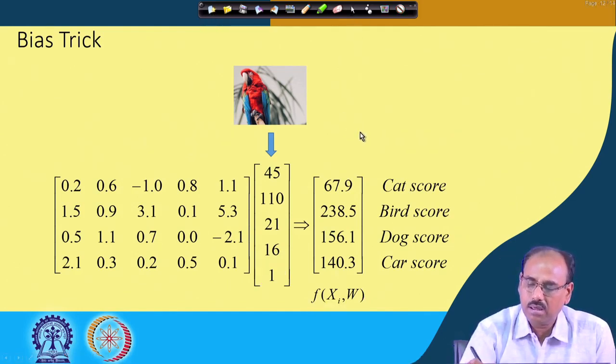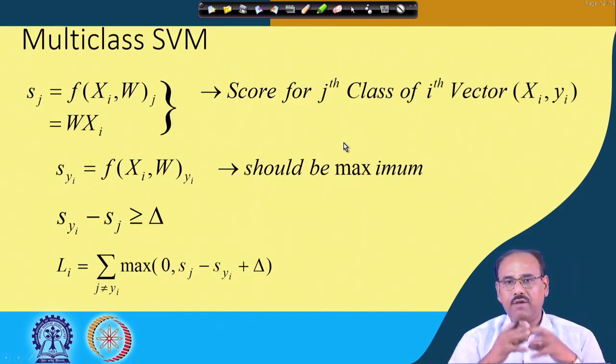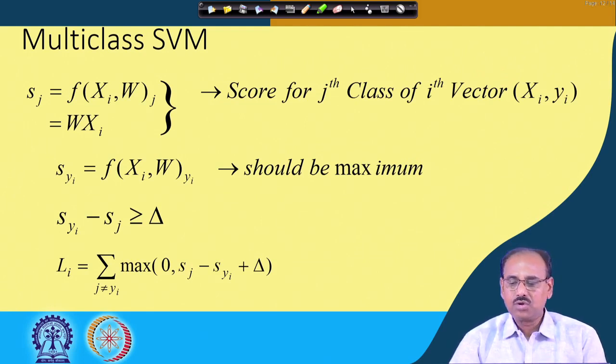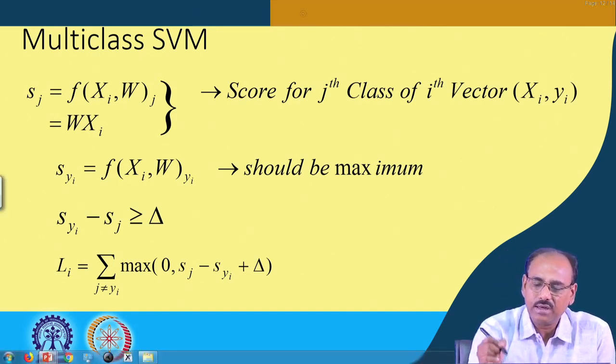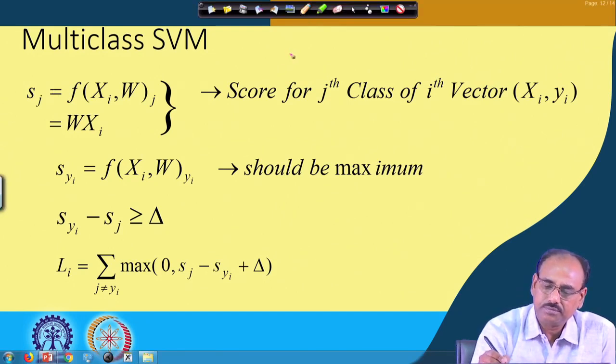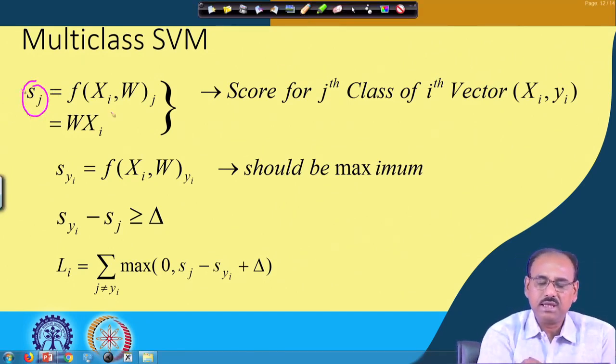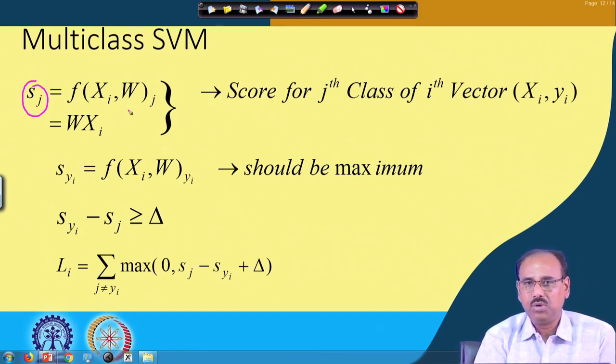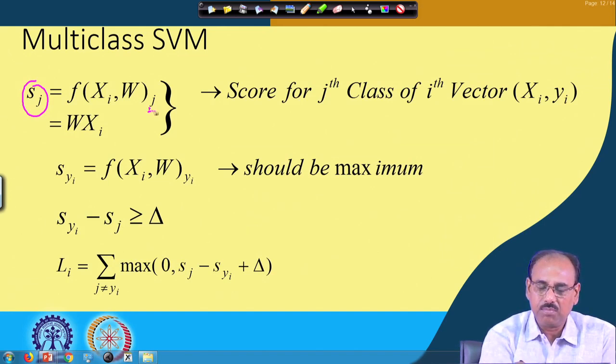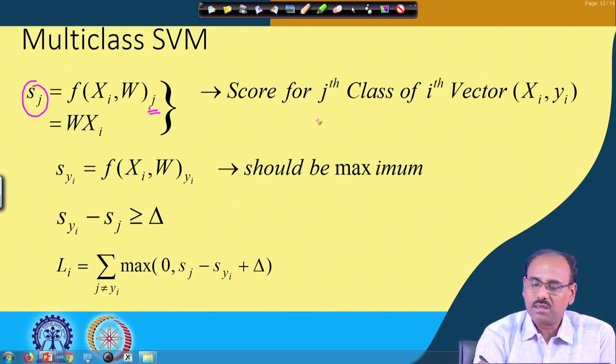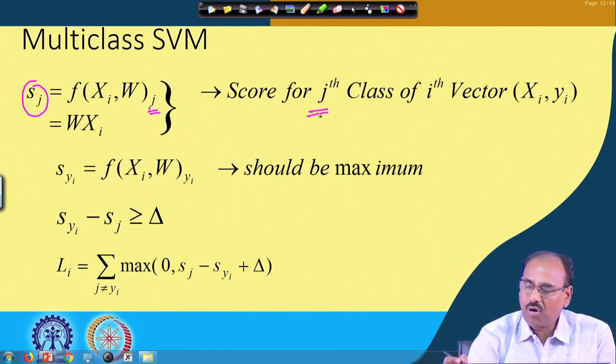So, for every vector, I compute the function as given by the linear machine, and the linear machine gives me a score vector, which is S. If I take S_j, the jth component of the score vector, this is nothing but what I get when I do the matrix multiplication W x_i and take the jth component of that, which is the score for the jth class for the ith vector x_i.